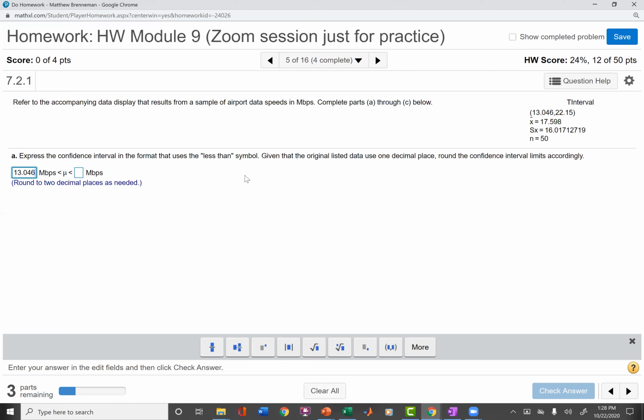And copy and paste that into 2 decimal places. So they're being a little tricky. They give you 3, but they want 2. So you got to read carefully. And 22.15.